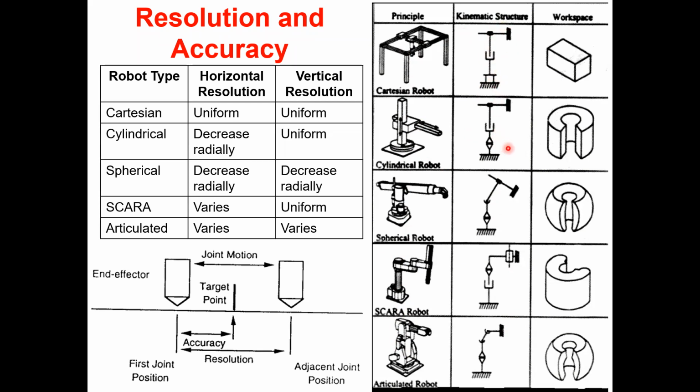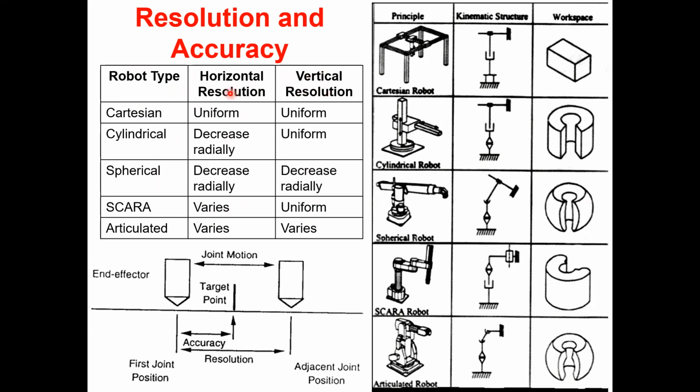Okay, so this is the workspace of different types of manipulators. The Cartesian one, like this, and the cylindrical, spherical. When it comes to articulated, it's a very complicated workspace, very similar to the spherical robot. But I really want you to focus on this table here, right? What is this table? It talks about horizontal resolution and vertical resolution.